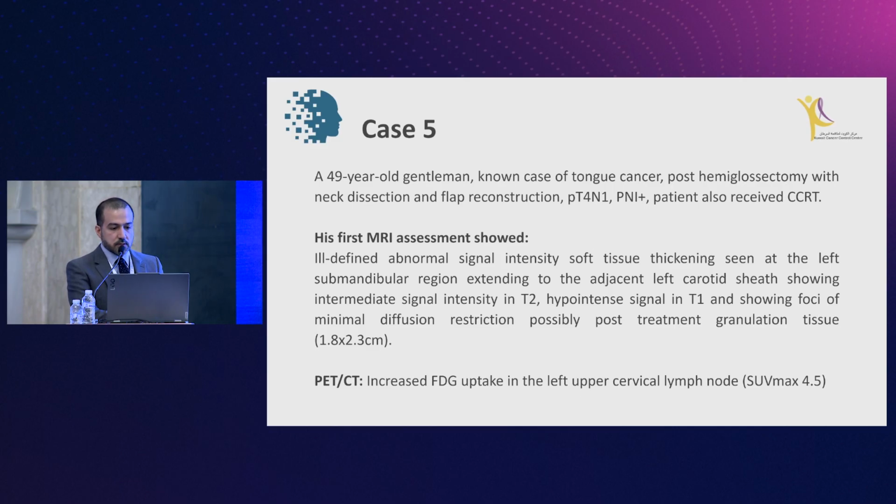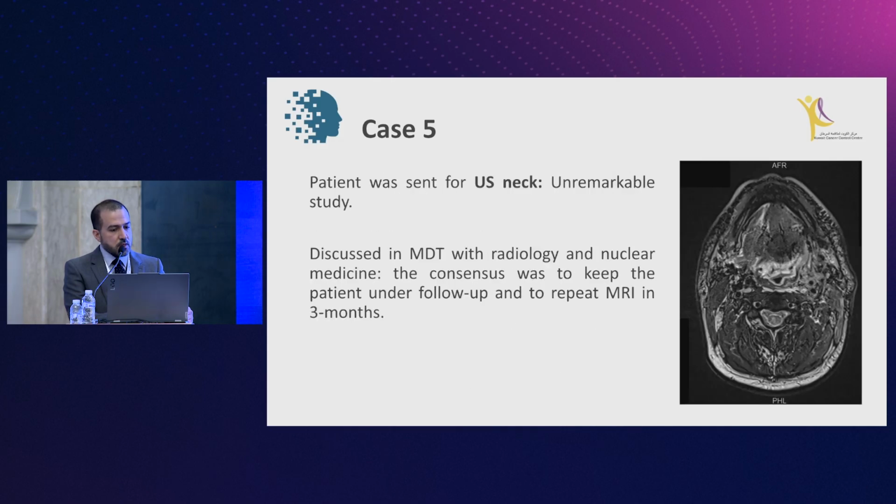It showed ill-defined abnormal signal intensity, soft tissue thickening at the left submandibular region, extending to the adjacent left carotid sheath, showing intermediate signal intensity in T2, hypointense signal in T1, with foci of diffusion restriction, with a granulation tissue of 1.8 by 2.3. On the PET scan, there is increased FDG uptake in the left cervical region with SUV 4.5. So the initial advice was to do an ultrasound. We did the ultrasound, and it was unremarkable.